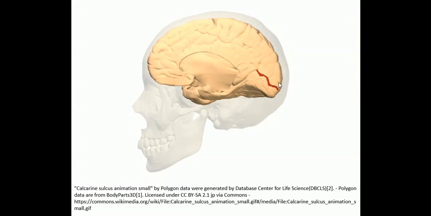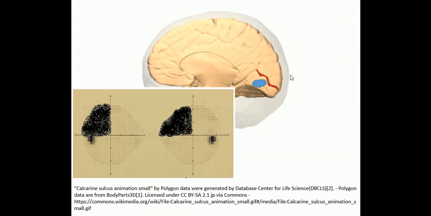And in our case, the visual field defect, which was an upper visual field defect, corresponds to the inferior aspect of the occipital cortex below the calcarine sulcus. So this would be where our lesion would be expected to be, in the right side of the brain, but in the inferior aspect of the occipital cortex below the calcarine sulcus.